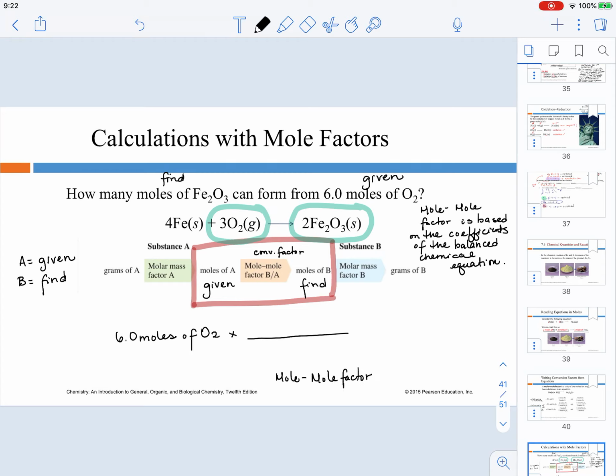In the bottom, because I need to cancel the moles of O2, I'm going to put 3 moles of O2. And in the top, I'm going to put 2 moles of Fe2O3. And then when I do this, I'm going to multiply 6.0 times 2 divided by 3. Even though the value that the calculator gives me is 4, I need to report the correct number of significant figures. So I'm going to say 4.0 moles of Fe2O3.